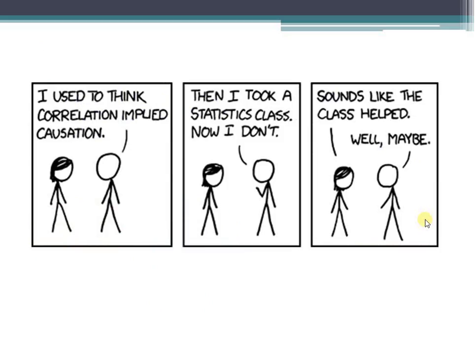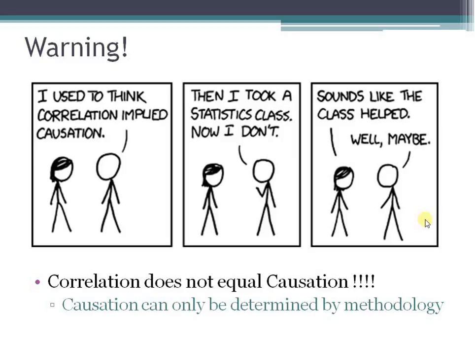So usually I throw this cartoon up here and no one gets it. But this is one of those, remember when I said a couple weeks ago, I believe, that reliability is not equal to validity. This is another one of those classic research methodology tropes, and that is correlation does not equal causation. Just because two things are related does not mean that one thing causes the other or vice versa. Right? Causation can only be determined by methodology.